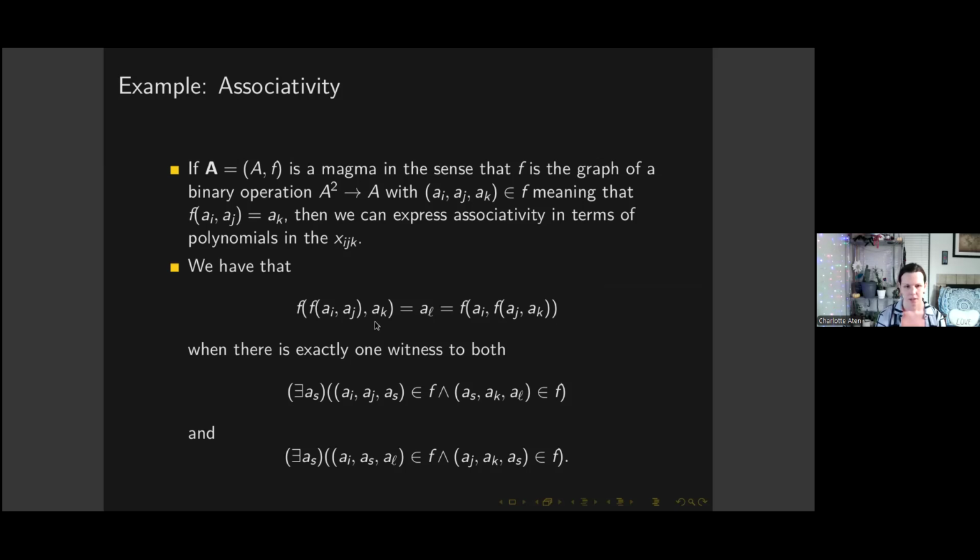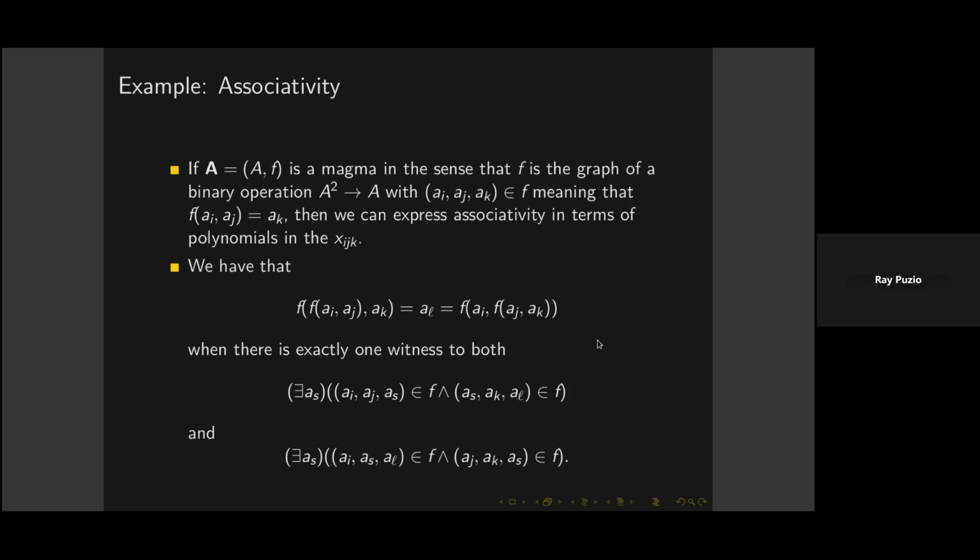Well, if you're going to have that this triple a_i, a_j, a_k associates, and the resulting product is a_l, then you need exactly one witness to these two formulas here. So you need something that is the product of a_i and a_j that in turn you combine with a_k and you get a_l. But on the other hand, you need some potentially different thing, which is what you would get when you combine a_j and a_k under F, and then that a_i combined with that gives you a_l. So you would need exactly one witness to both of these formulas.